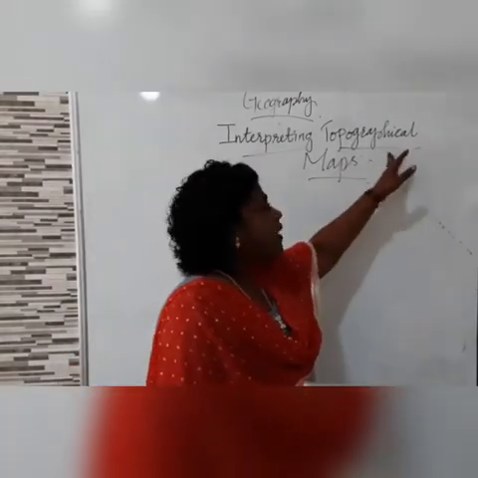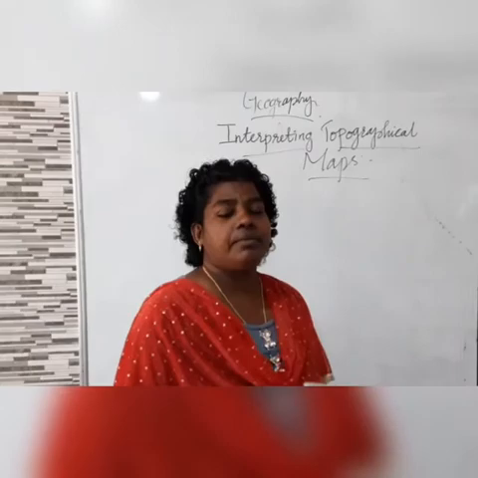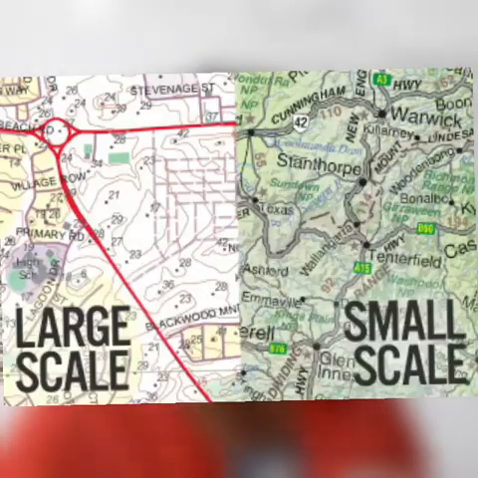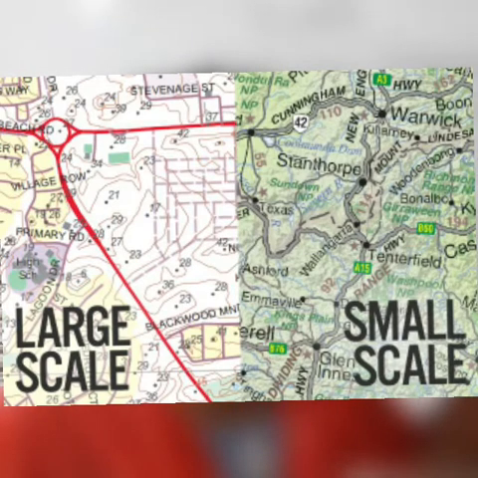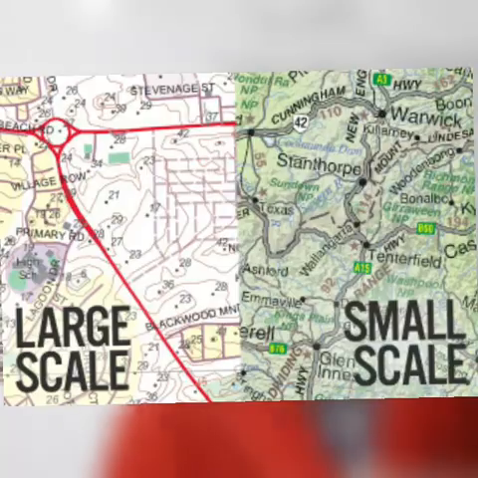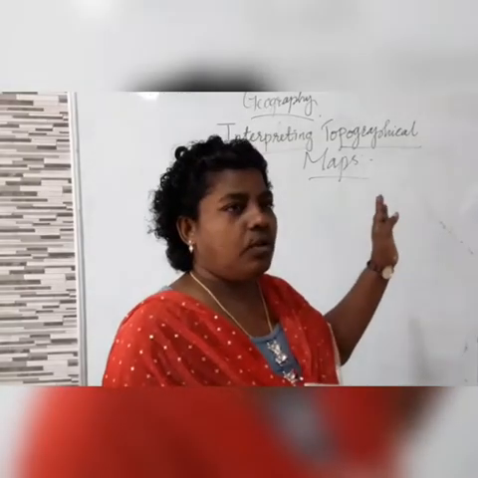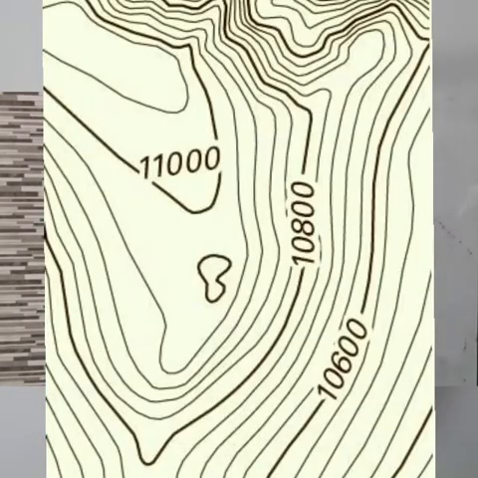Topographical maps are large scale maps. What are topographical maps? They are large scale maps. And in a topographical map, the shape of the land is generally shown by contour lines. How is the shape of the earth shown in the topographical map?